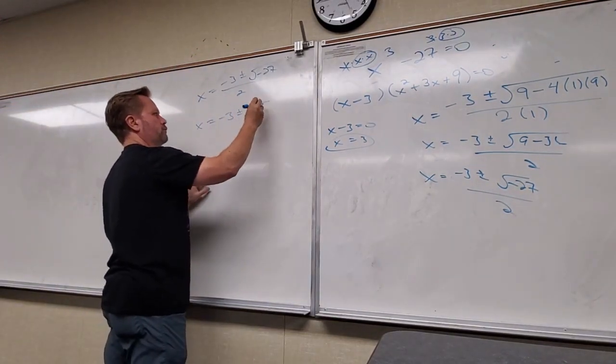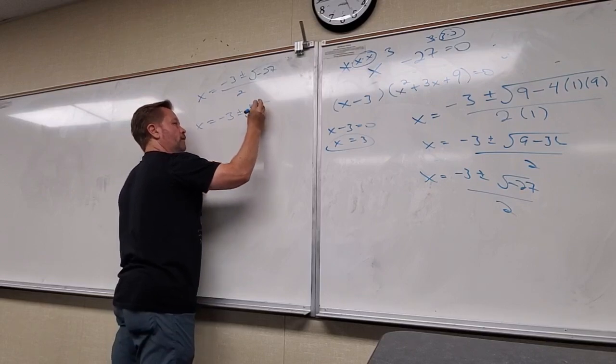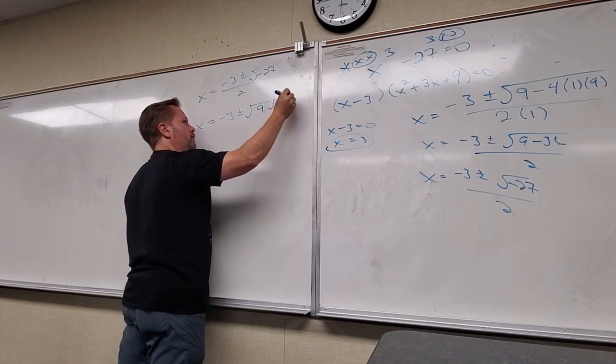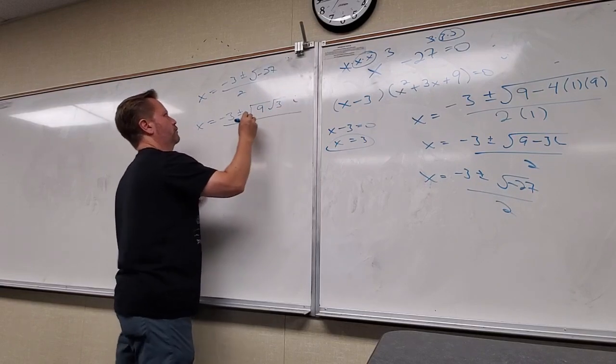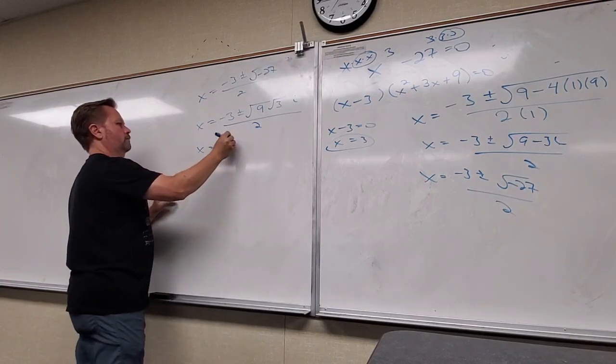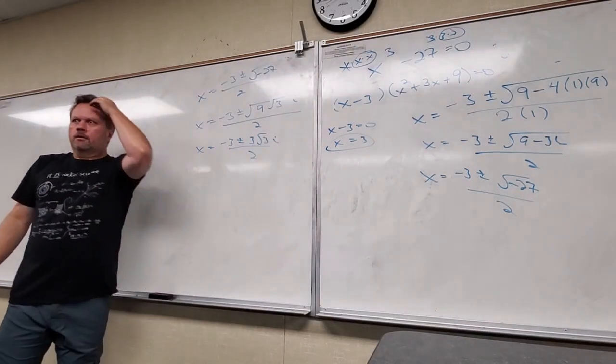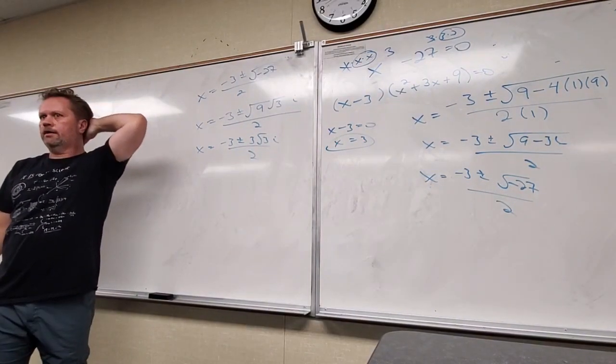So what would I do with the square root of 27? Wouldn't I break it up as the square root of 9 times 3? And what's the square root of 9? 3. Just 3i. Okay, I like it.